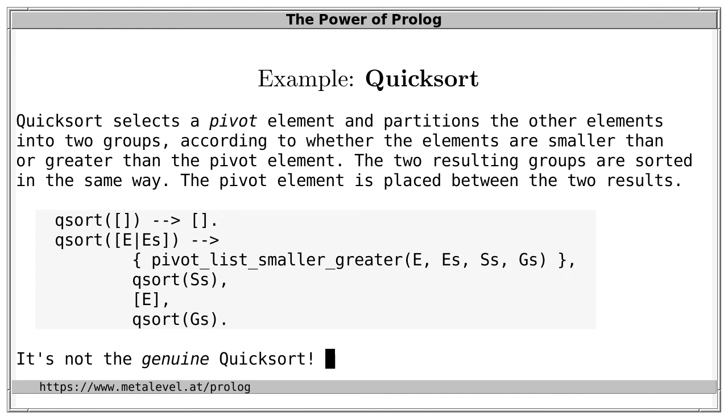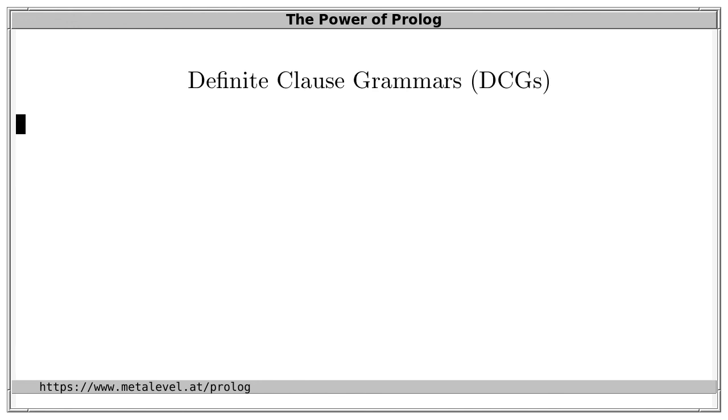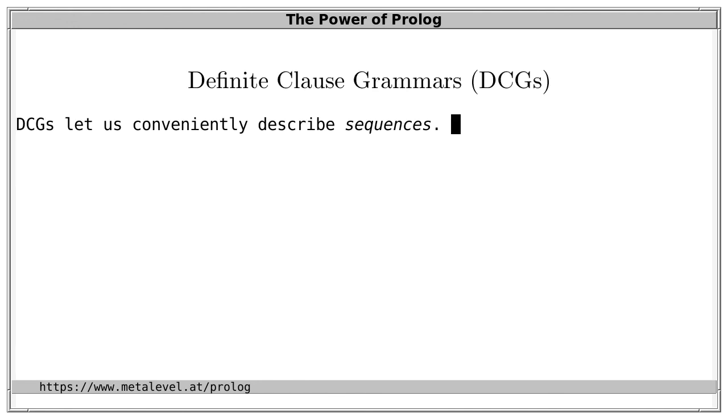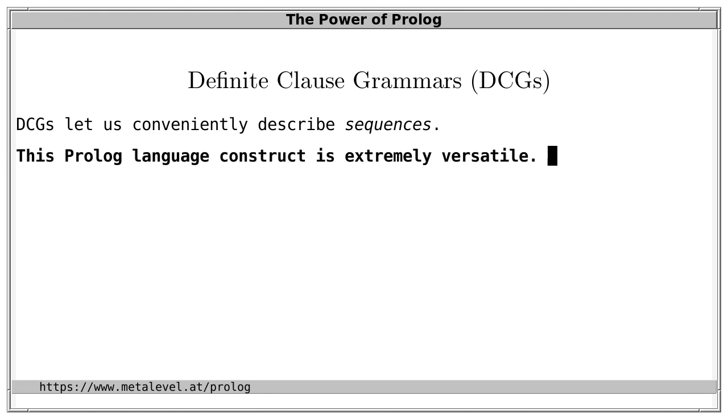Now, of course, one may say that's not the genuine Quicksort, because the actual Quicksort modifies the array in place. And yes, that's right, the actual Quicksort uses in-place modifications. On the other hand, is this still useful as an example of DCGs? And I think so. It shows how DCGs allow us to describe lists very elegantly and conveniently. And we've now seen many examples of this, starting from the observation that DCGs let us conveniently describe sequences. We've seen that they're in fact an extremely versatile mechanism.